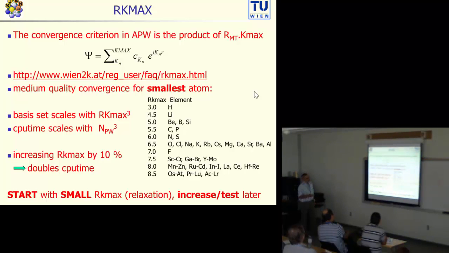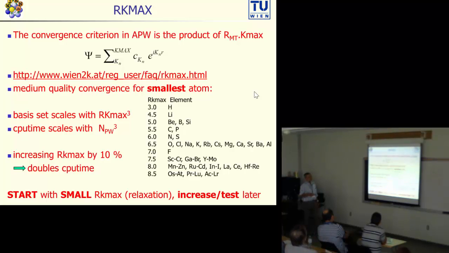Here you have a table that is also on the website. What is a required RKmax if your smallest element is whatever it is here? So for hydrogen, you need only RKmax 3. For carbon, 5.5 should be okay. But if you are using osmium or whatever, lutetium or the 5d or 4f or 5f electrons, then better go up in RKmax. Okay? Be careful with these numbers.